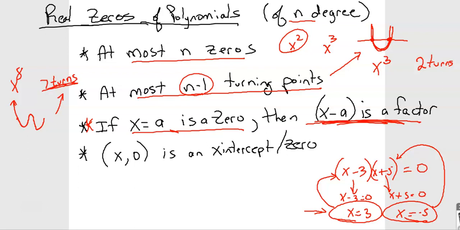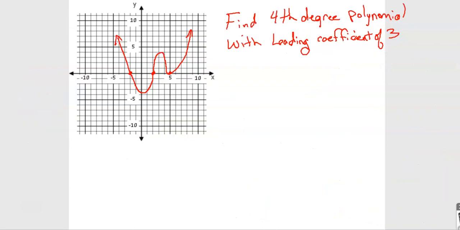The last thing is to find the x-intercept, just like what we have here. If you set it equal to 0, then (3, 0) and (negative 5, 0) are the x-intercepts, or the zeros. All right, so a lot of those you already know, but there are some crucial things that you need to pay attention to and make sure you know those facts.